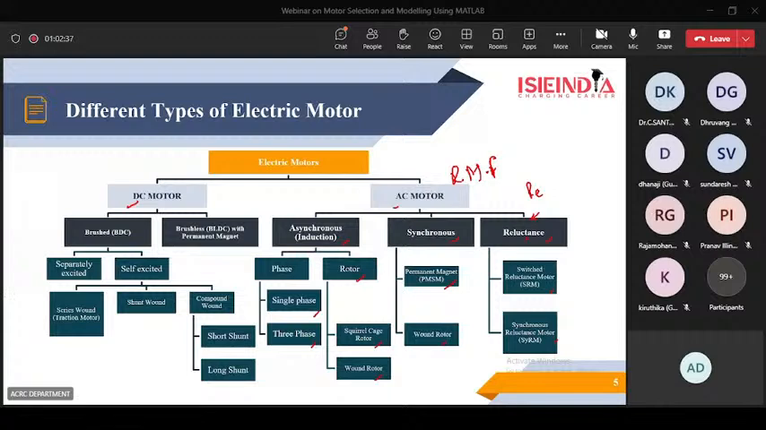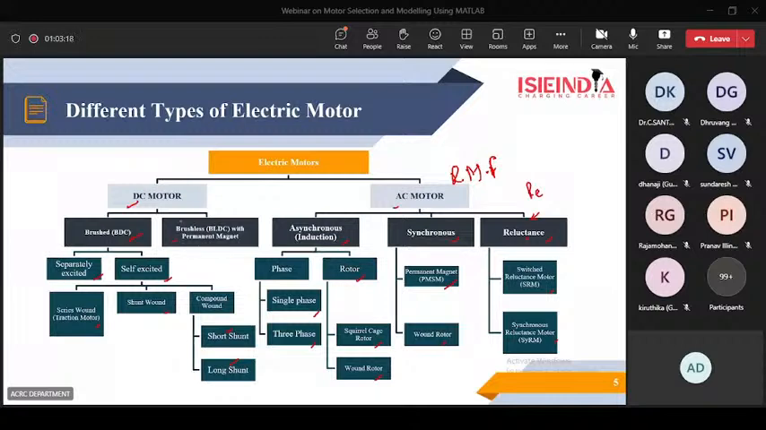Now talking about the DC motors, DC motors are classified into two types. The first one is the brushed as well as the brushless with the permanent magnet. In the brushed DC motor, the first one is the separately excited and the self-excited. Self-excited is classified as the series wound, shunt wound and the compound, and the compound wound is classified into the short shunt and the long shunt. So this is the basic difference between the DC motors. We know that the BLDC motors have the permanent magnet on the rotor.